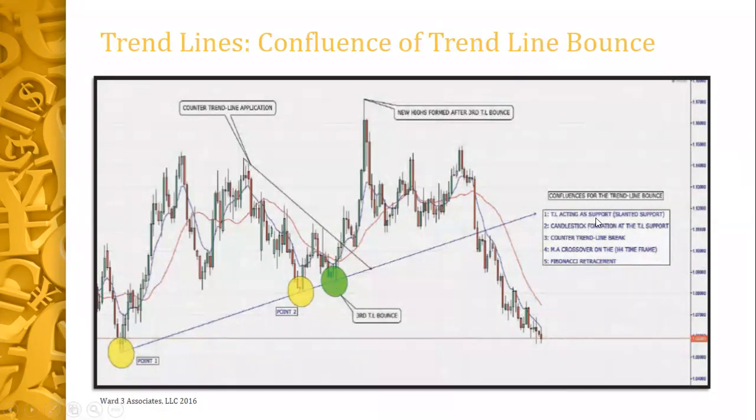Your trend line acting as a slanted support. You got a candlestick formation at the trend line support. You've got the counter trend line break. You've got the moving average crossover. And we've used Fibonacci. All right. So these are different items that you can build a list of confluence with that says, hey, that's a safe trade to enter.